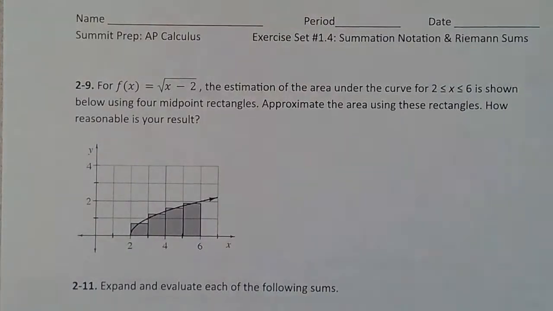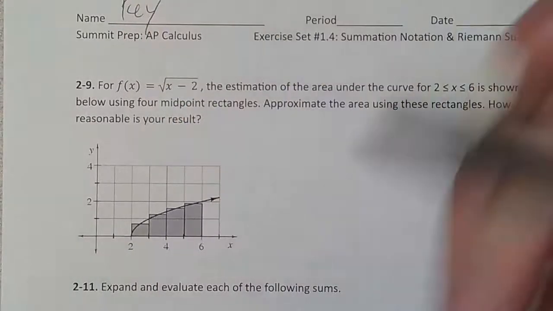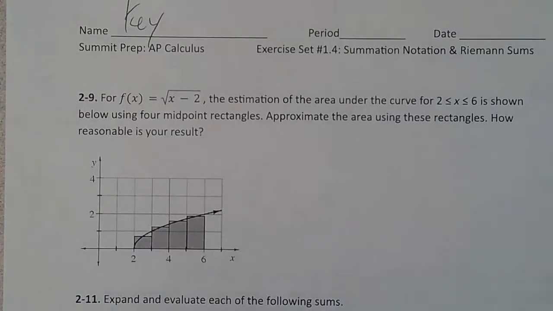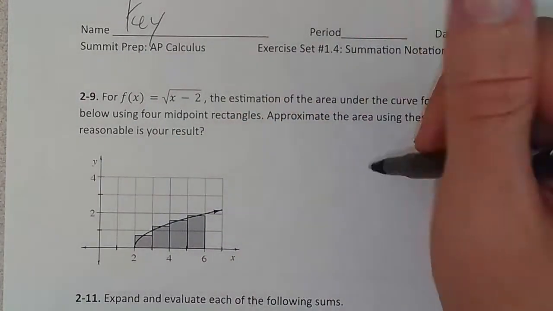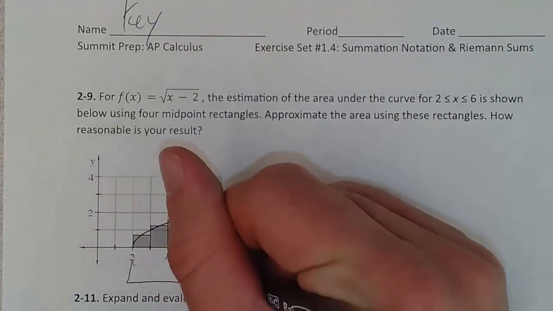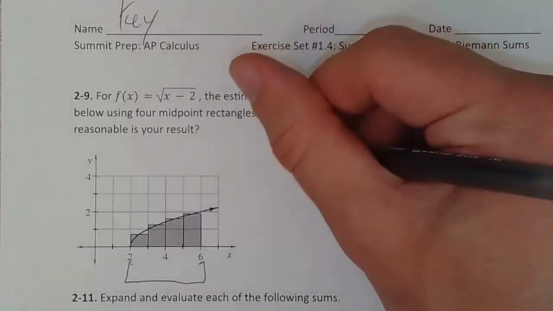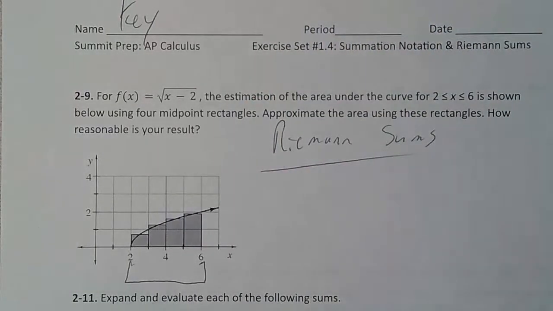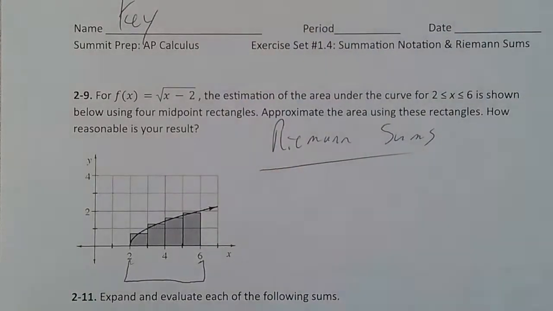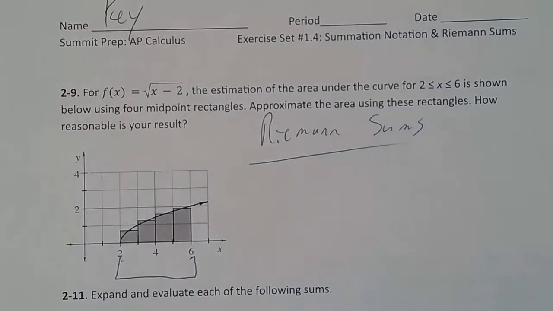Okay, this is the answer key for exercise set 1.4. First one, we have a function, square root of x minus 2, and we're looking for the area from 2 to 6, so from here to here. Using this again, this is Riemann sums. Approximate the area. How reasonable is your result?